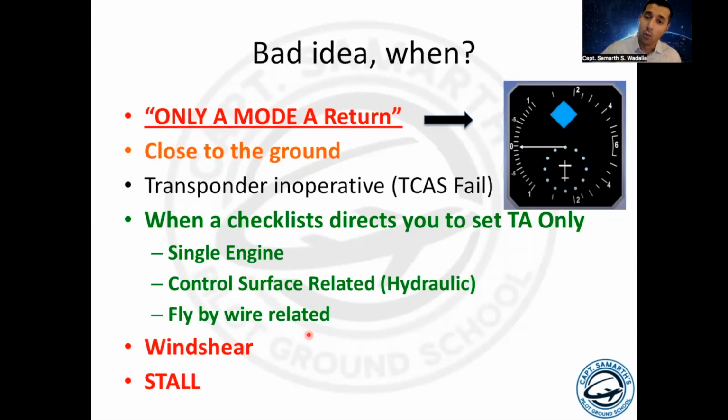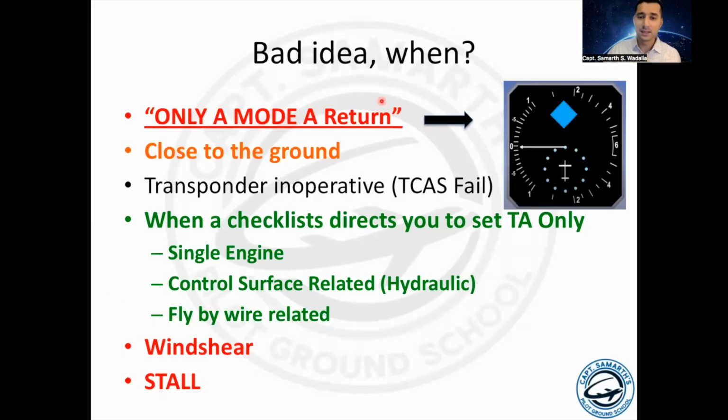When you have a mode alpha only return, we've already discussed this. You're flying and you see a solid diamond right in front of you or somewhere close to you, within 6 nautical miles, of course, since it's a solid diamond, within 1,200 feet above or below you, but no mode Charlie information. It's a bad idea to start using this TCAS indication. It is a better idea to speak to ATC. It is a better idea to look out to try to spot this traffic visually.